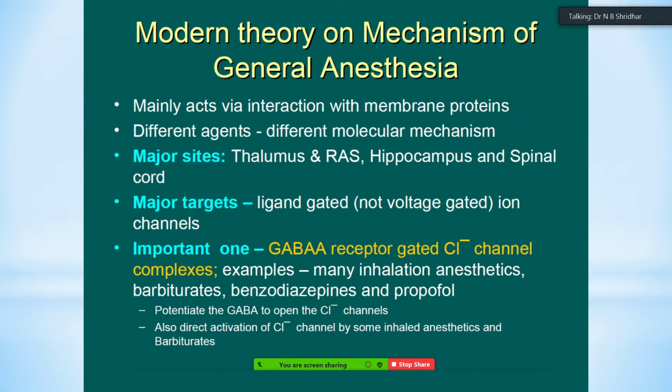So what happens if they come and bind with the GABA A type of receptor? It is going to potentiate GABA A to open chloride channels. There is also direct activation of the chloride channel, especially by the barbiturates, and they are going to increase binding with the chloride ion channels. Then there will be an increase in the inflow of chlorides, and unconsciousness will be seen.